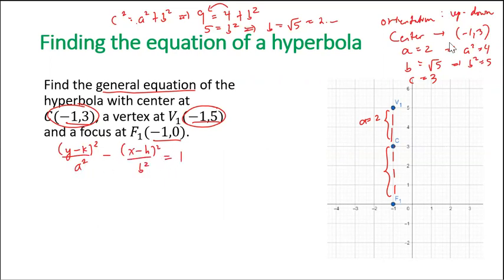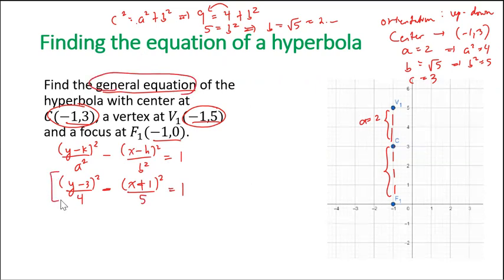So substituting the appropriate values from this information, we get (y minus 3) squared over a squared, which is 4, minus the quantity (x minus h), where h is -1, so this is going to be (x plus 1) squared over b squared, which is 5, equals 1. Since we're looking for the general equation, we will multiply this by the LCD, which is 20.